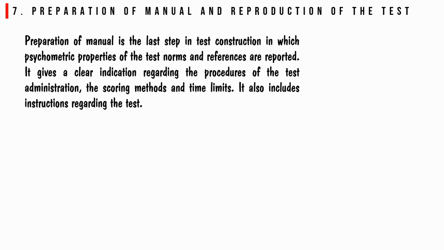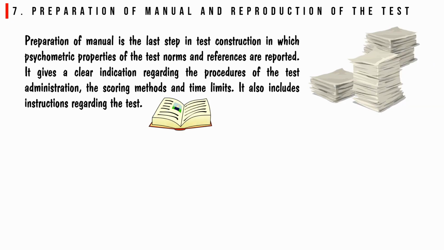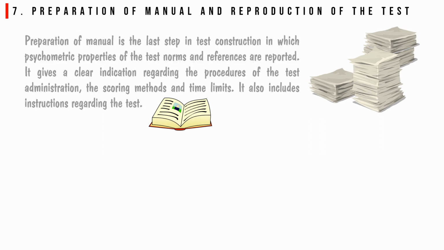Preparation of manual and reproduction of the test. Preparation of the manual is the last step in test construction, in which psychometric properties of the test, norms and references are reported. It gives a clear indication regarding the procedures of test administration, the scoring method and time limits. It also includes instructions regarding the test.